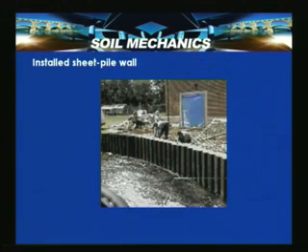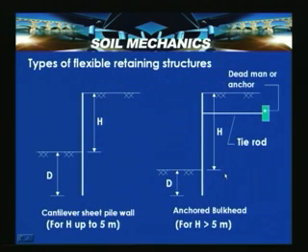This is an installed sheet pile wall. You can see a case of how the sheet pile walls are installed here to serve as a wall for retaining this portion of the soil, as well as to maintain water tightness because of the rubber interlocks, and to have a continuous retaining wall. These are flexible in nature, so they are also called flexible retaining structures.